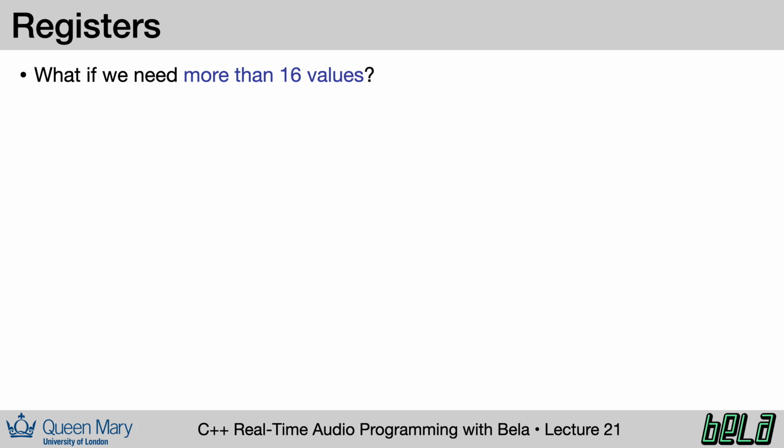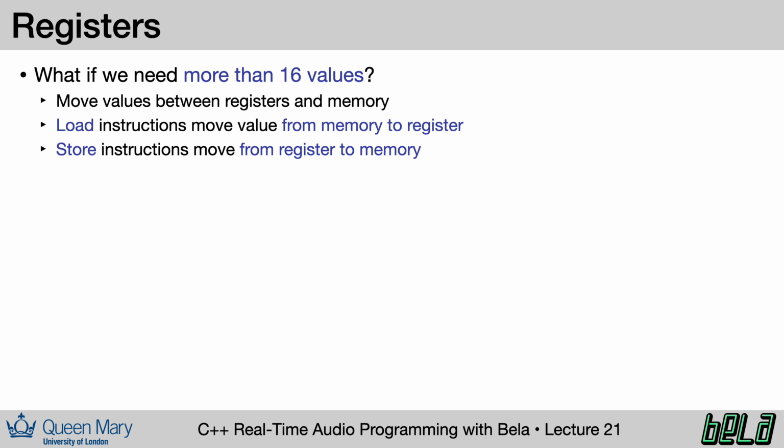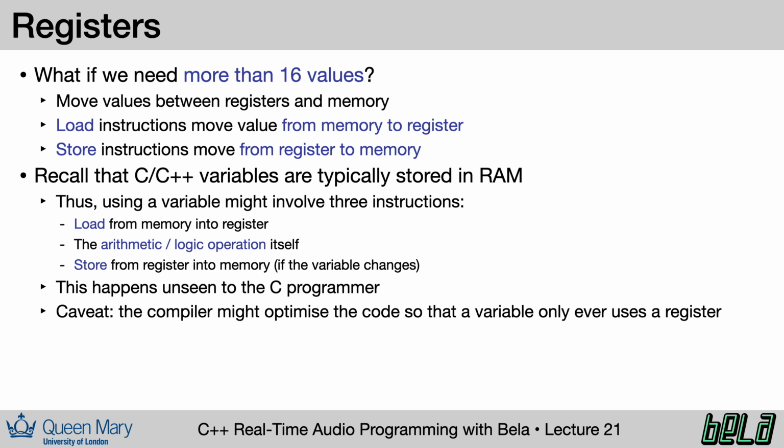Now, an obvious question is, what should we do if our program needs more than 16 values? Here what we do is we move the values between the registers and memory. The processor gives us two different types of instructions to do this. It gives us load instructions, which move data from memory into registers, and store instructions, which do the opposite. Now, given that C++ variables are typically stored in RAM, that means that a mathematical operation on variables might actually involve at least 3 instructions, loading the data from memory into a register, the arithmetic operation itself, and finally the store instruction to put the result back into memory. The compiler takes care of all of this, and it happens completely unseen to the programmer.